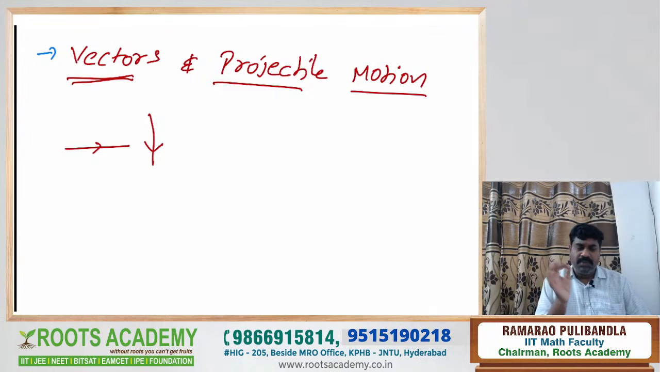This is the most important chapter. From this chapter, there will be a chance of 2 four-mark questions and 1 two-mark question. From motion in a straight line, there will be 1 four-mark question and 1 two-mark question. Now we go for some of the problems based on vectors and projectile motion.